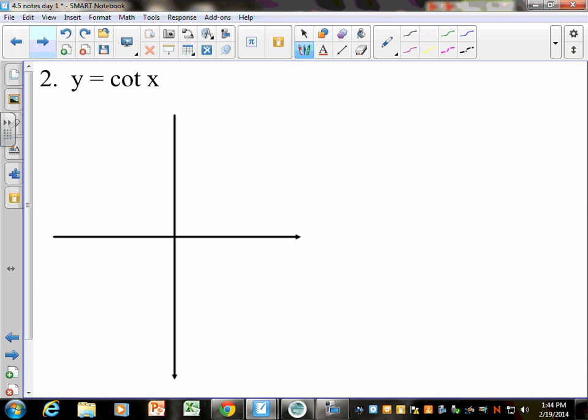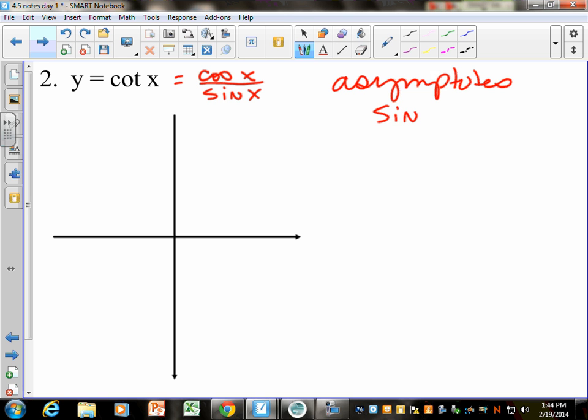So tangent is sine over cosine, which makes cotangent cosine over sine, which means, are we going to have asymptotes on cotangent also? But they're going to be in different spots, right? Because on tangent, your asymptotes are when cosine equals 0, because cosine's in the bottom. On cotangent, our asymptotes, or what x is not allowed to be, is going to be when sine of x equals 0, because we can't have 0 in the bottom. So where does sine equal 0?